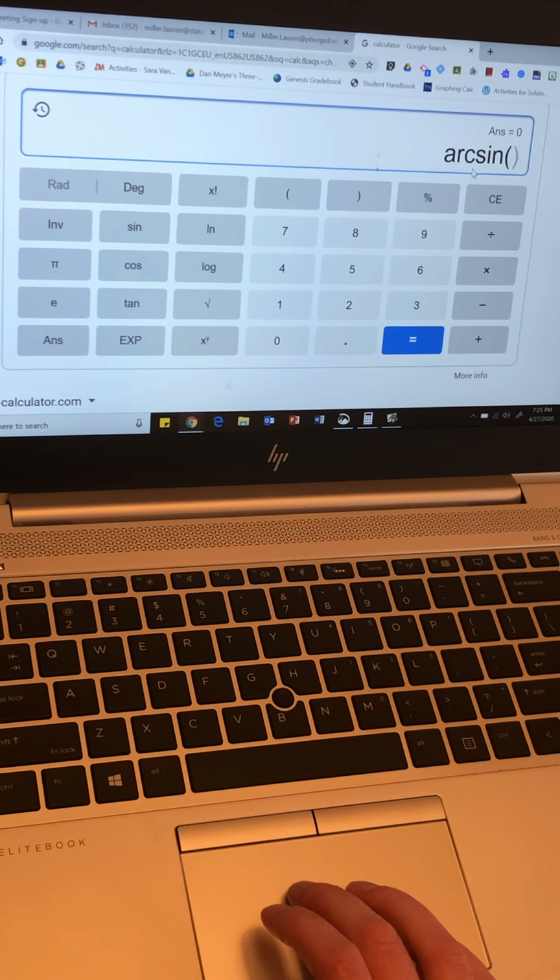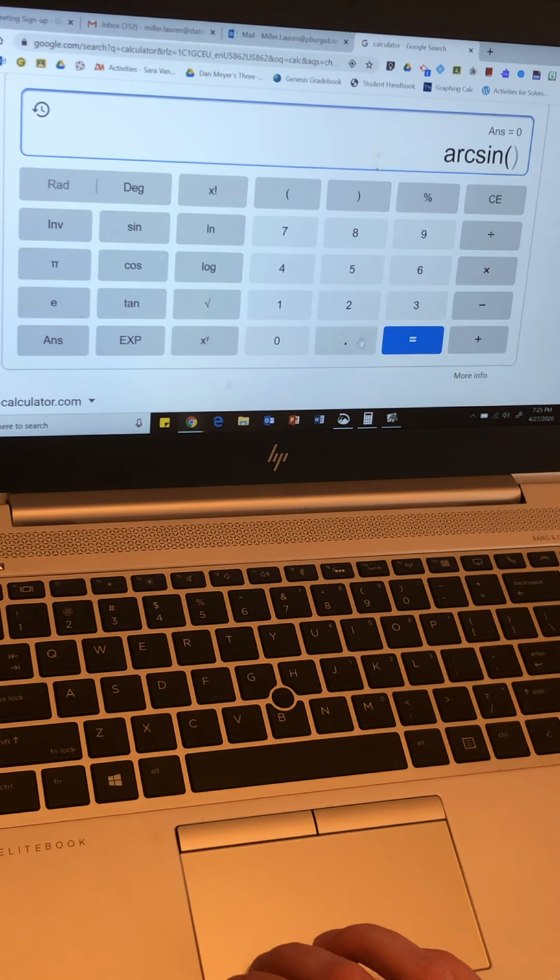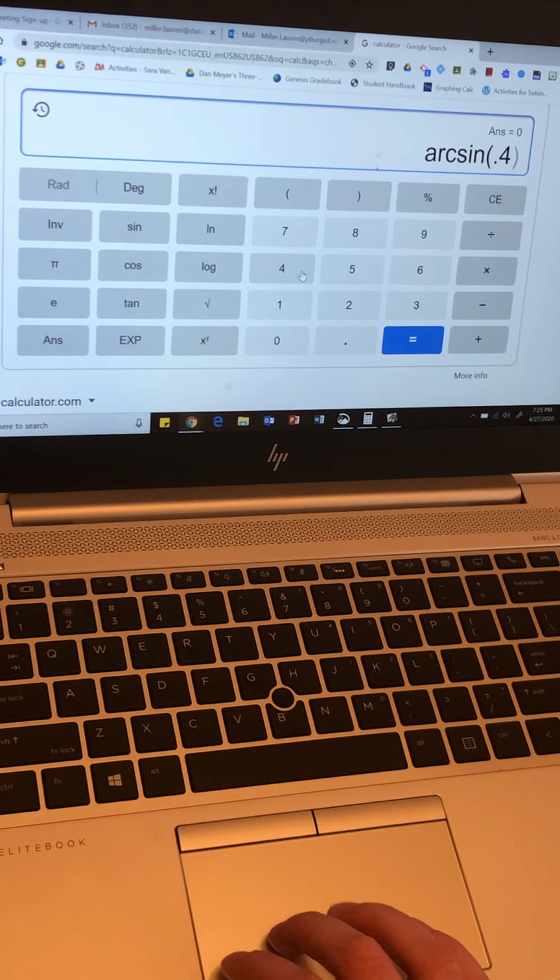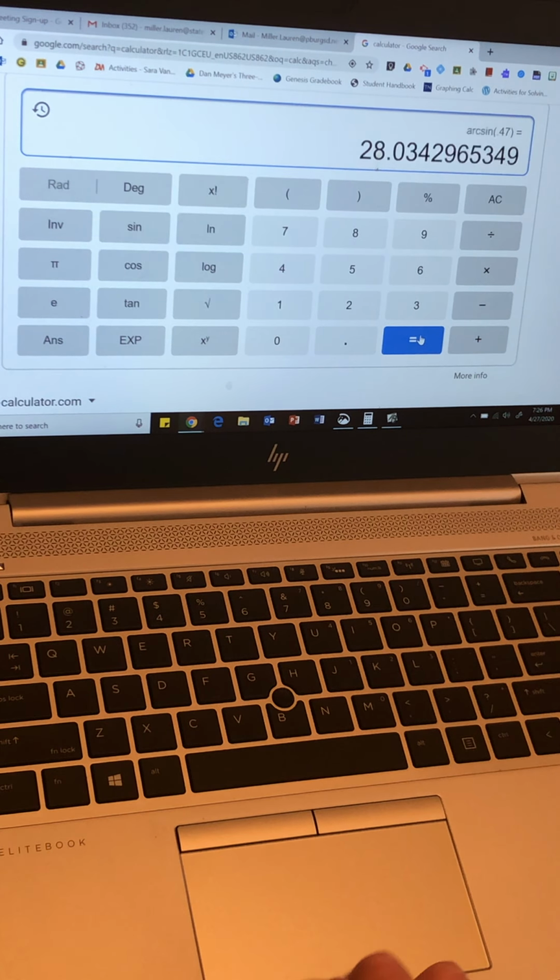There are 2 different ways in math to notate that you're taking the inverse of sine. So arc sine means inverse sine. And the calculator's waiting for you to input, what do you want to take the inverse sine of? So I'm going to punch in 0.47, push enter, and I get about 28. That is the degree measure. So what that means for this problem is angle B is about 28 degrees.